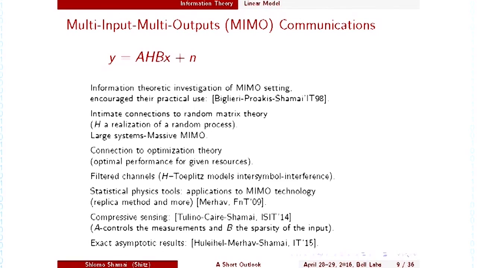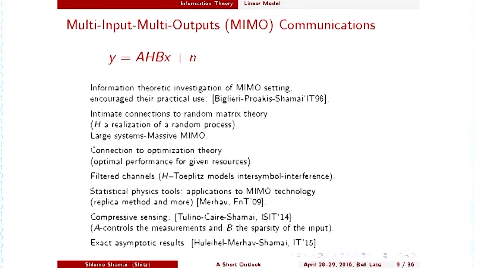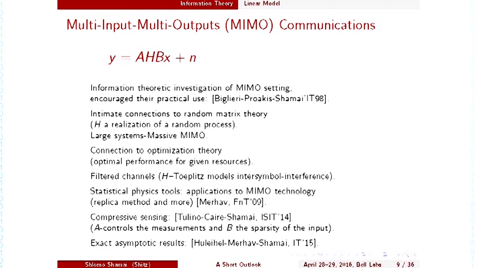Classical. We have statistical tools of physics, very strong statistical tools of physics, the replica method is applicable here. Compressive sensing, classical. It's exactly the matrix B that controls compression, the compressive part of the signal, the matrix A of the output.